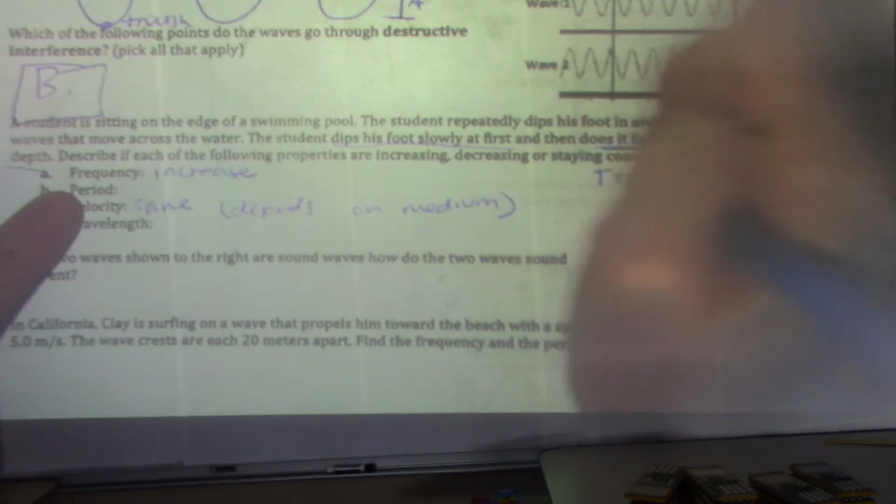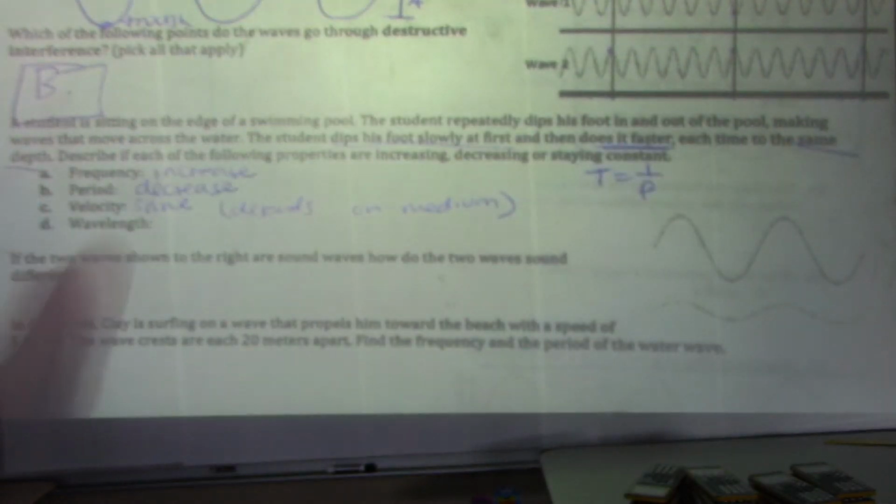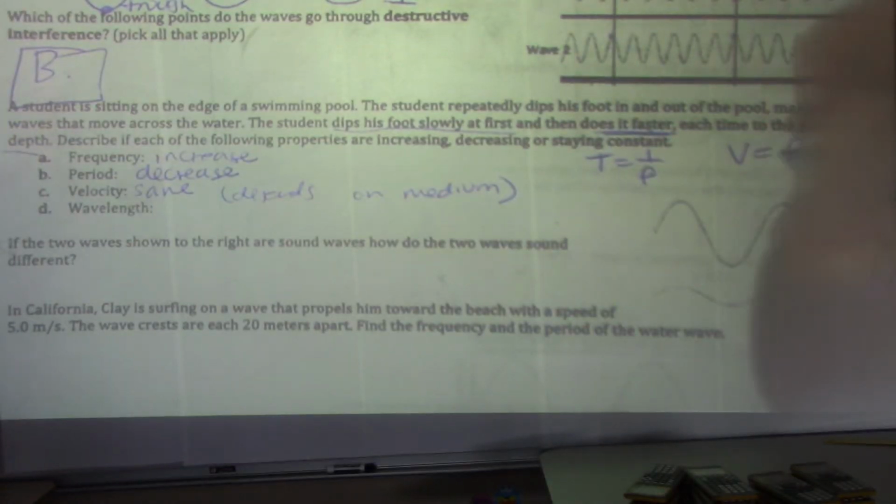Now, I know my frequency is increasing. Period is just 1 over the frequency. So if I'm increasing frequency, that's dividing by a bigger number, which means a smaller period, so this would decrease. Wavelength, if we look at our equation, v equals f times wavelength, well, I have a higher frequency and velocity is staying the same, so wavelength has to decrease to compensate for that.